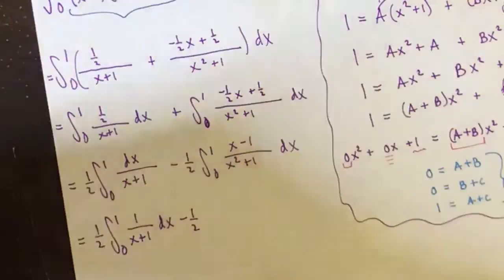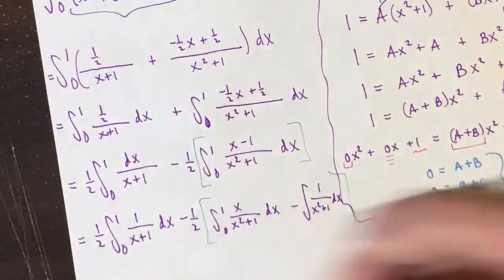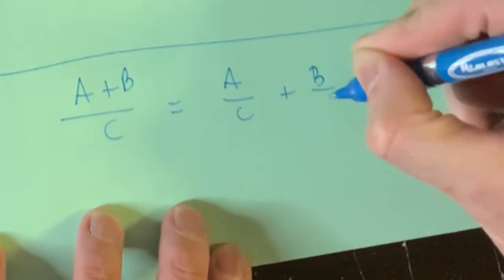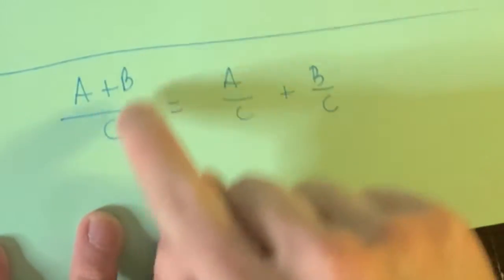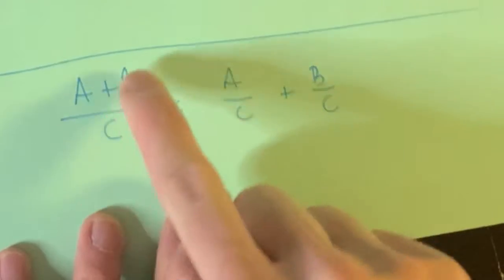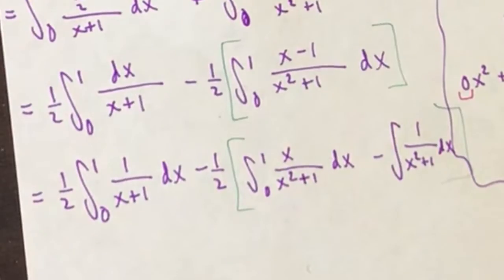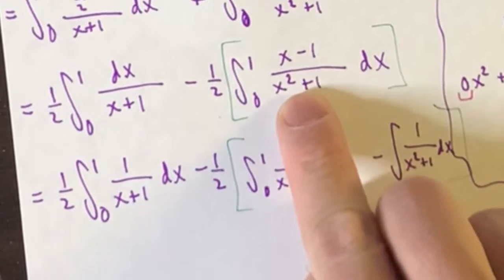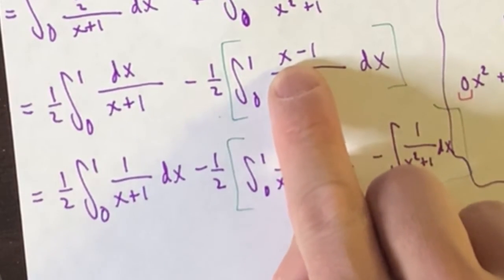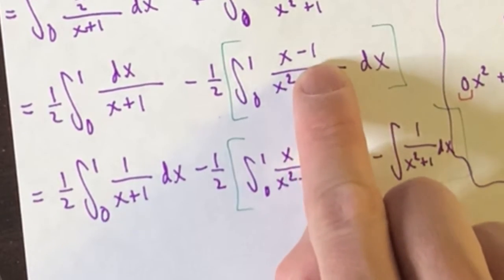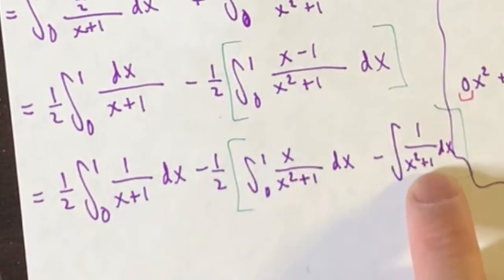Now this part here was kind of tricky. Let me explain what I did. If you have a plus b over c, that one fraction can be ripped apart into two, where each term in the numerator gets the denominator, so it's like a over c plus b over c. So you break it up into two. I did that right here. So you see how this is x minus 1 over that. So I said x over that here, and then minus 1 over all that. There. See what I'm saying?